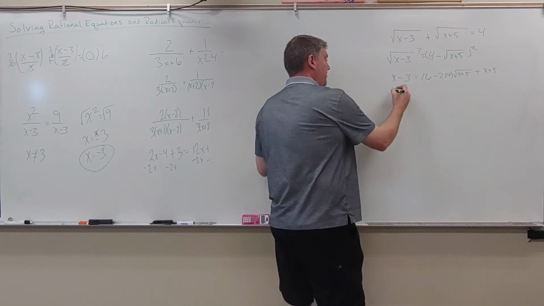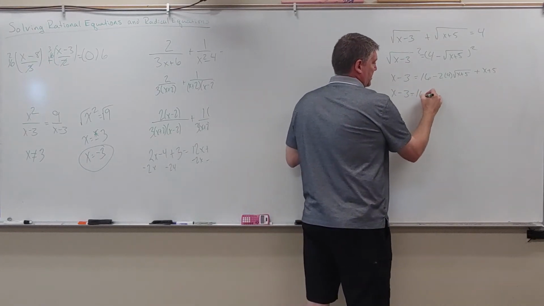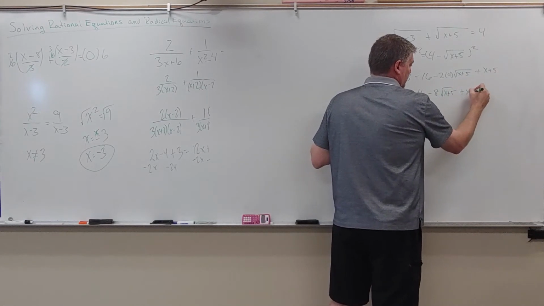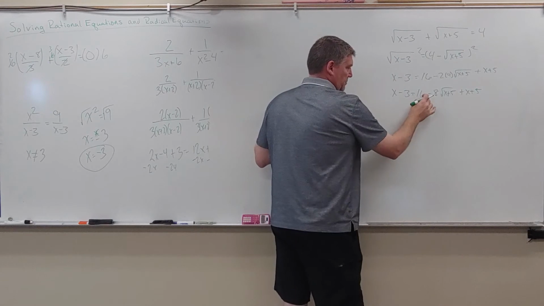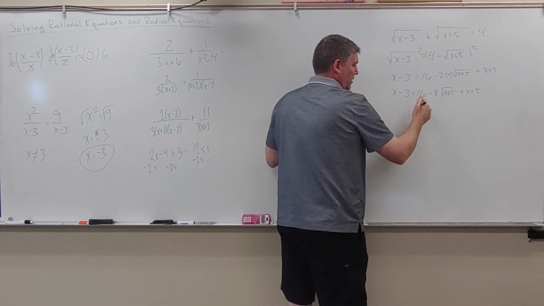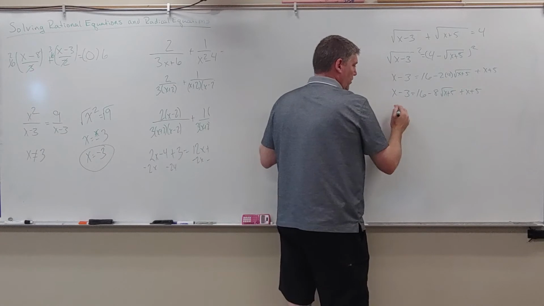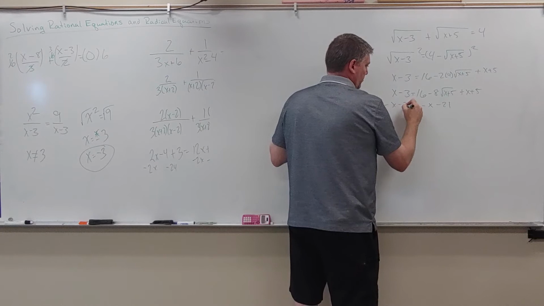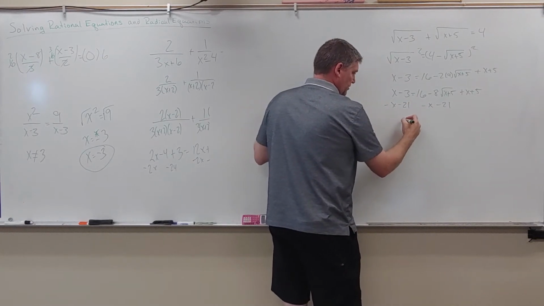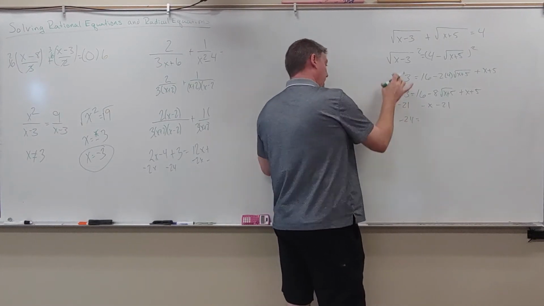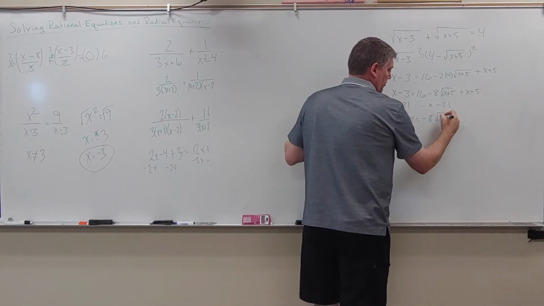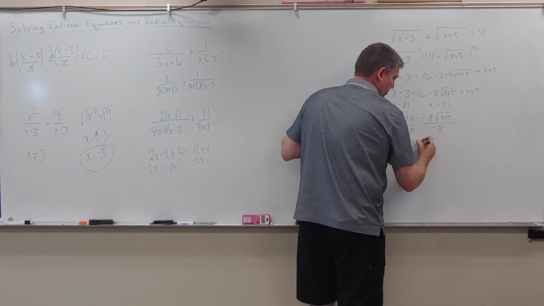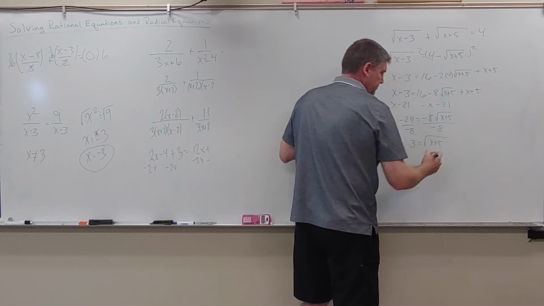So I'm going to do a little simplifying here. x minus 3 equals 16 minus 8 square roots of x plus 5 plus x plus 5. So this is going to give me 21 here, okay? So I'm going to subtract 21 over. So I'm going to minus x minus 21, minus x minus 21. Well, this was really nice of them. So this gives me negative 24. My x's go away, minus 8 square roots of x plus 5. I'm going to divide by negative 8, and I get 3 equals the square root of x plus 5.